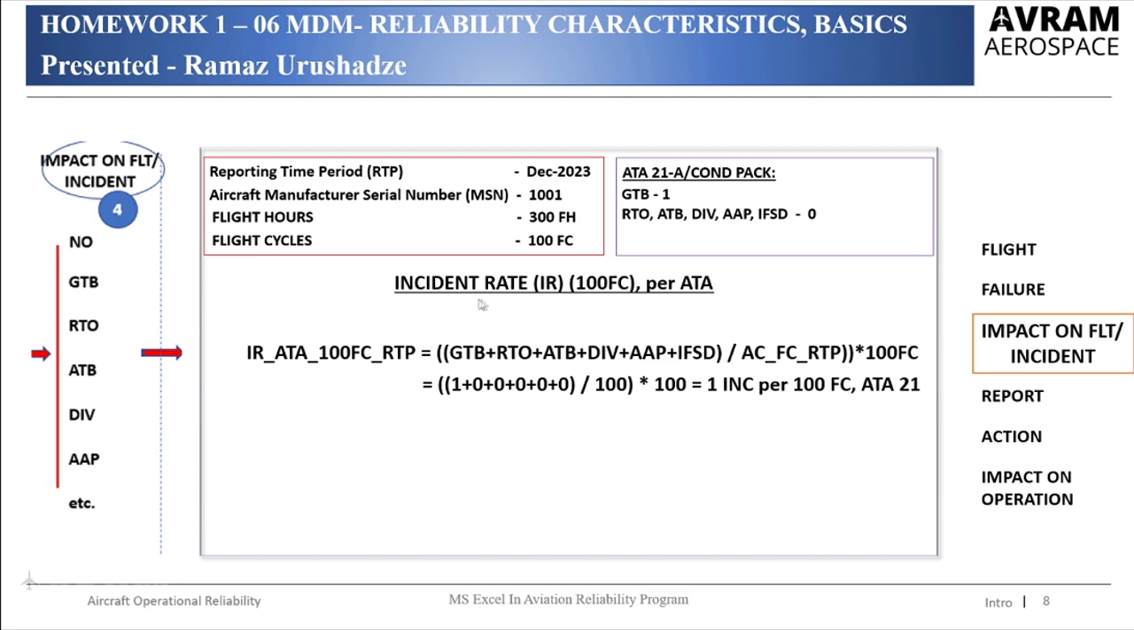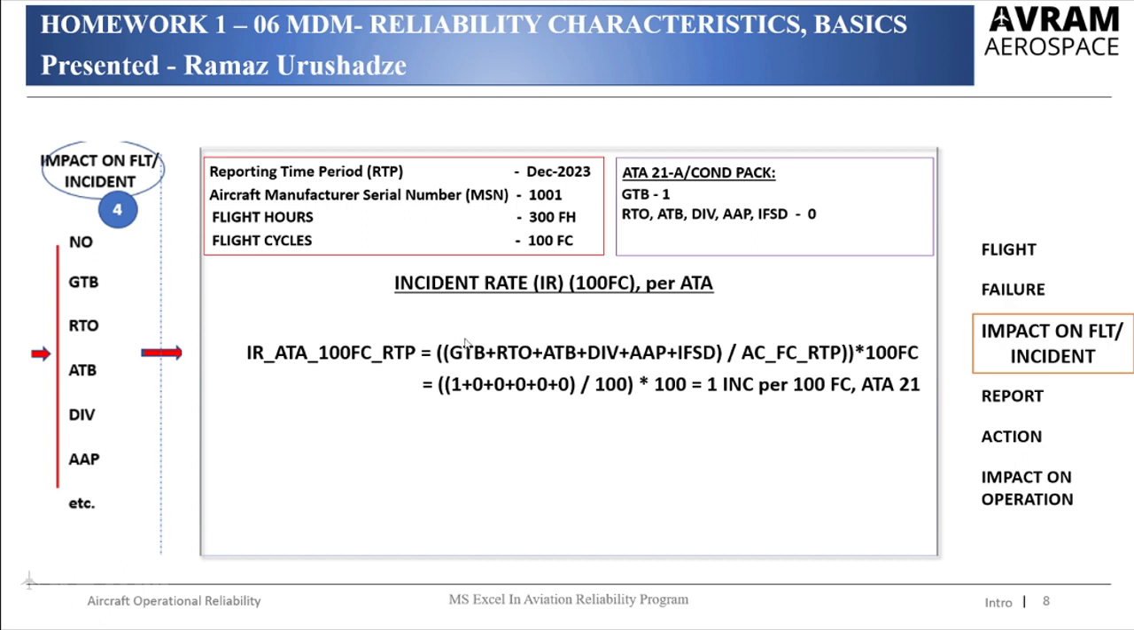We need to calculate incident rate per 100 flight cycles per system or per ATA. Now two words about standardization number. I'm using here very general, very simplified, very basic numbers, but in real life we can see sometimes airline uses 100 flight hours, 1000 flight cycles, 1000 flight hours, etc. But here, in this example, as I mentioned, we are using for this incident rate 100 flight cycles.